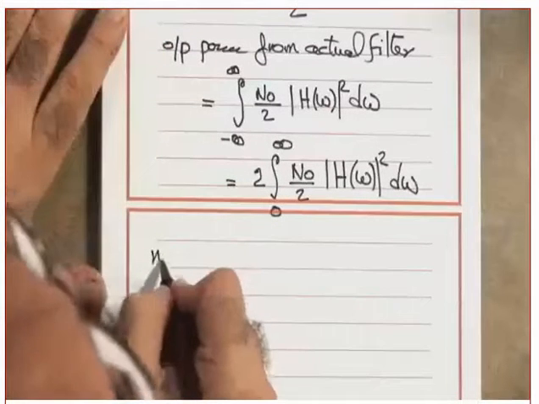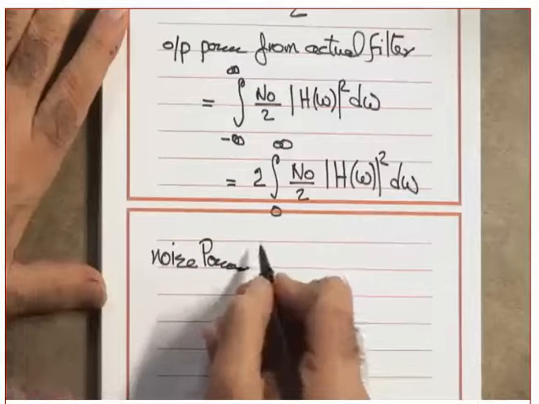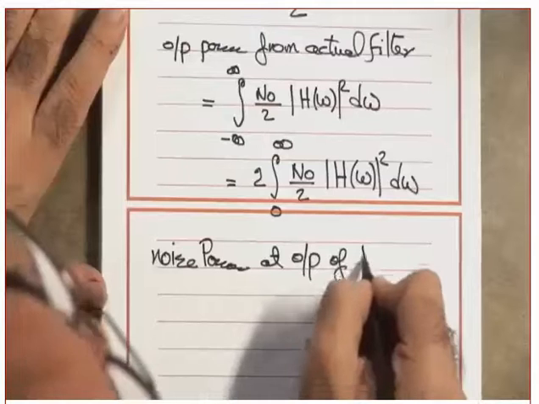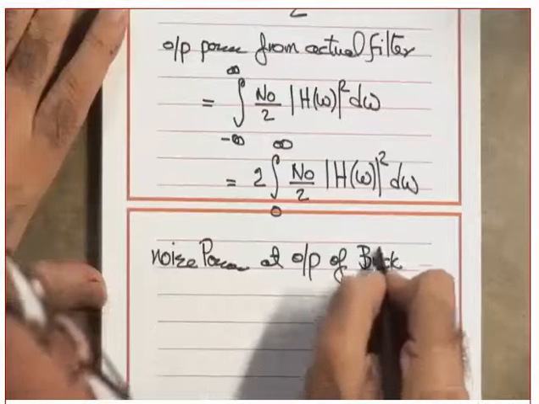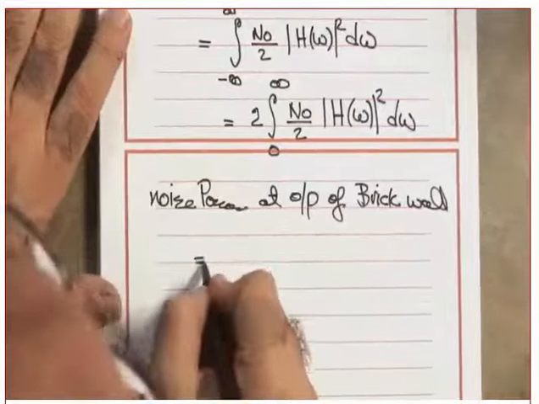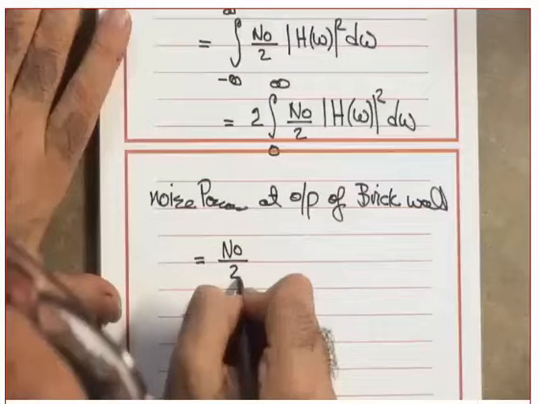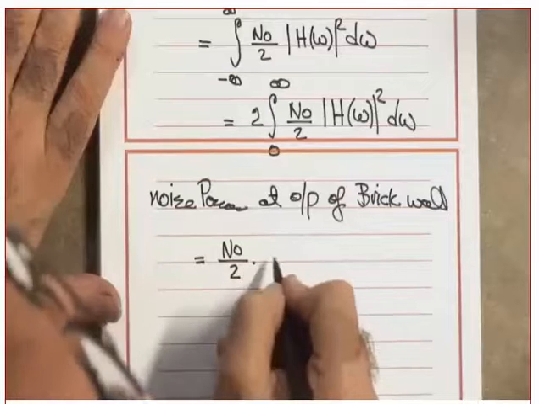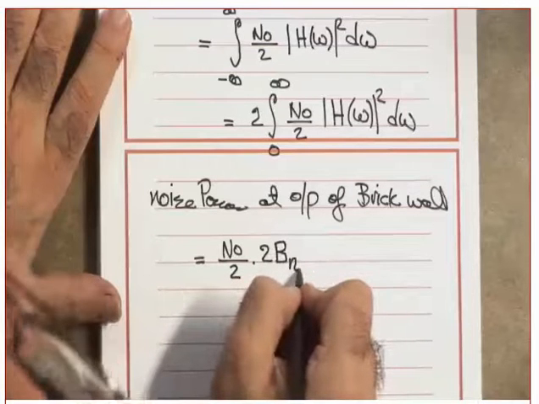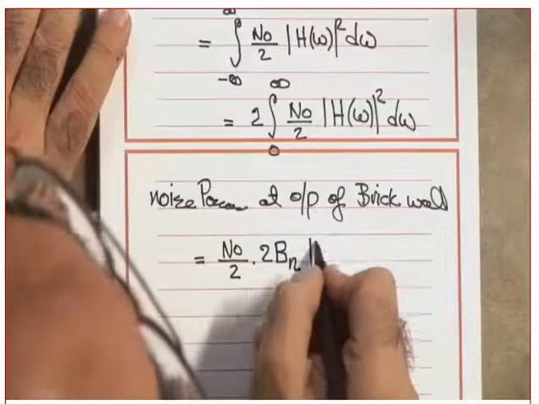Okay. What is the noise power at the output of the brick wall? Still waiting. It's N0/2, yes or no, times 2Bn. Are you following me so far or not? Yes or no? Times what? Listen to this.